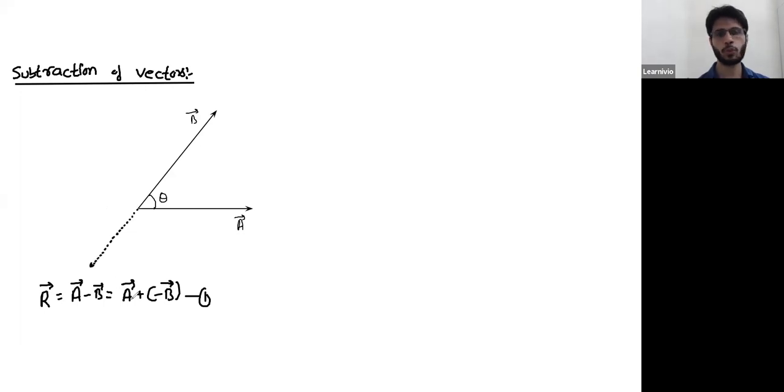So we have to add the negative of vector B to it. If vector B is acting in this direction, then the negative of vector B means this vector, which is acting in the opposite direction.